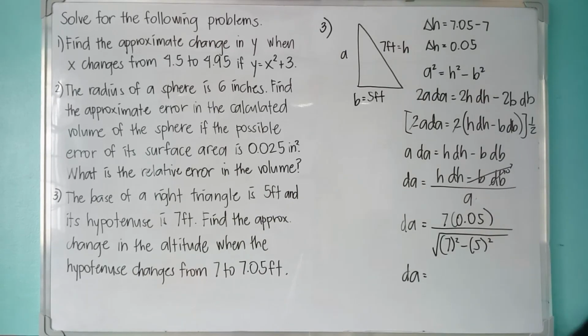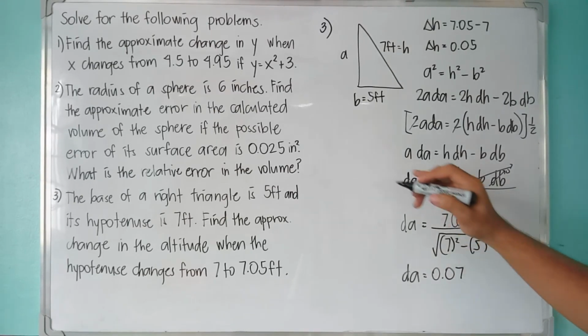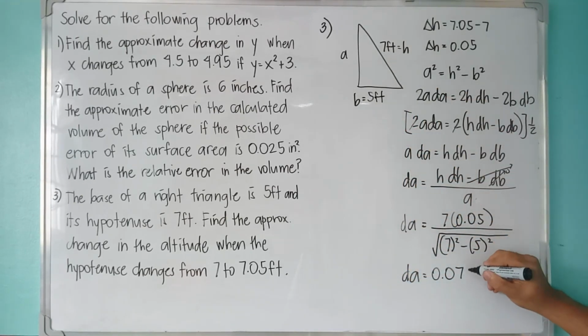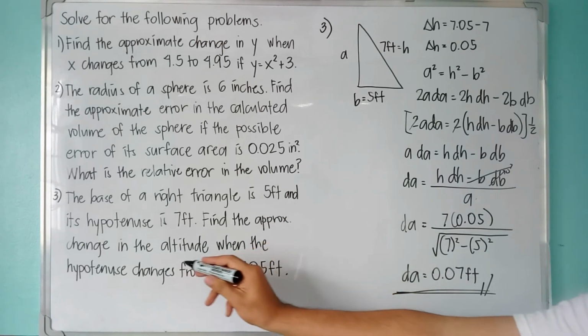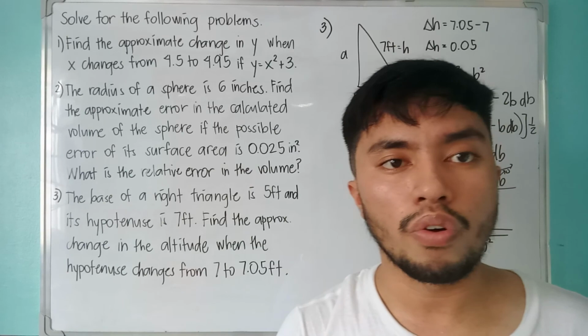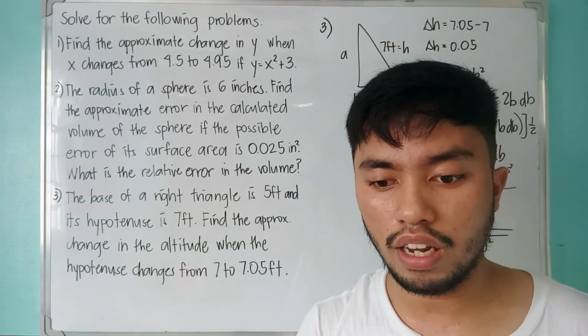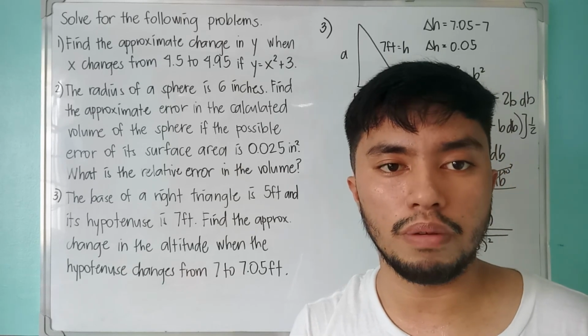So gawin mo na lang siyang 0.07 since yung unit natin is in terms of feet. This is also in feet. Ito ngayon yung final answer natin or yung approximate change in the altitude when the hypotenuse changes. So, ganoon lang guys kapag ina-applyan natin ng derivatives or approximation yung mga worded problems natin.